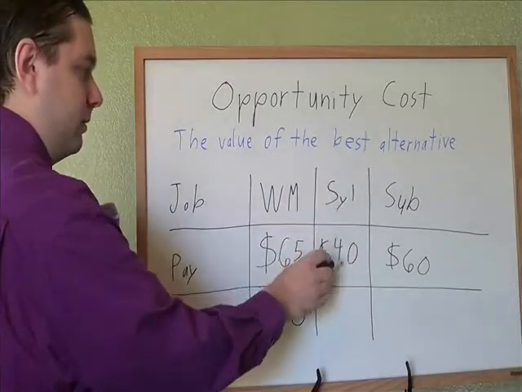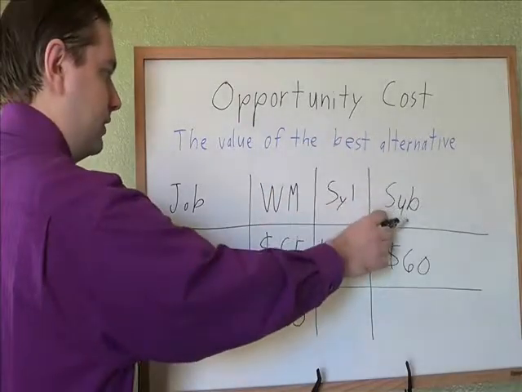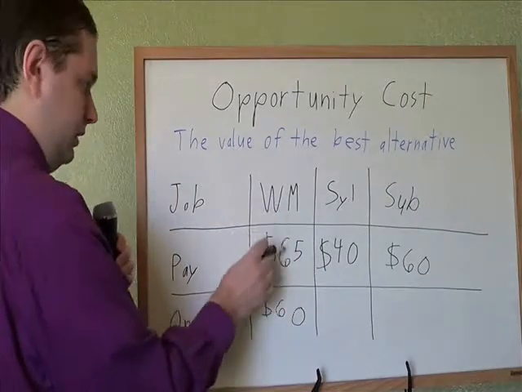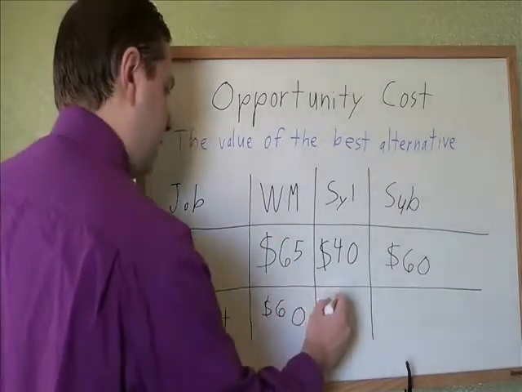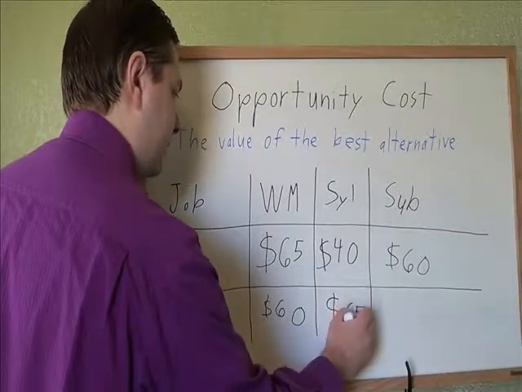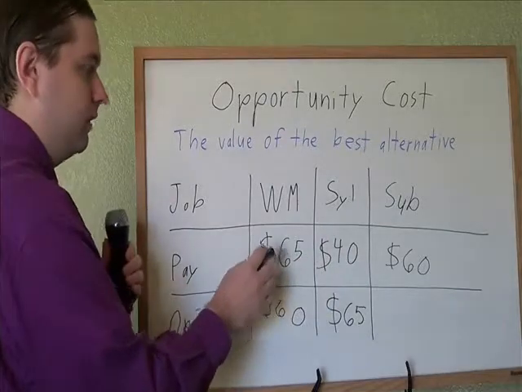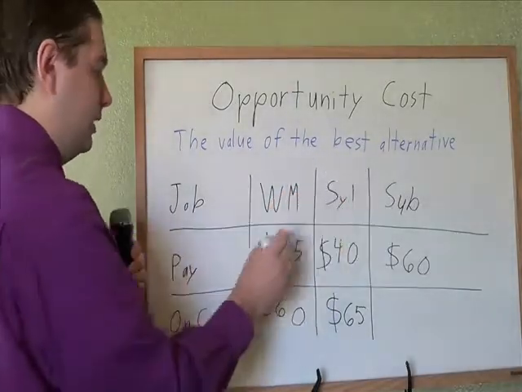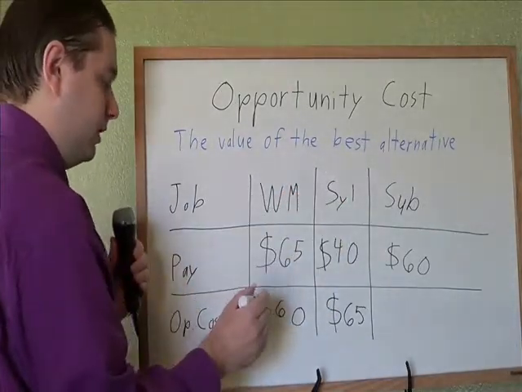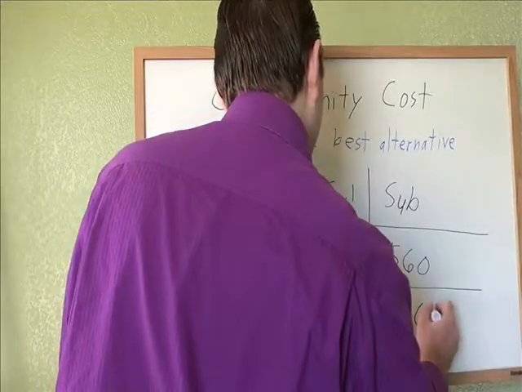Then working at Sylvan, I'm giving up working at Walmart. I'm giving up working as a substitute. The better one is that $65 right there. The opportunity cost is that $65 I'm giving up. And then working as a substitute, I'm giving up both of these. The best alternative to being a substitute is the $65 of working at Walmart. So that is the opportunity cost of being a substitute teacher.